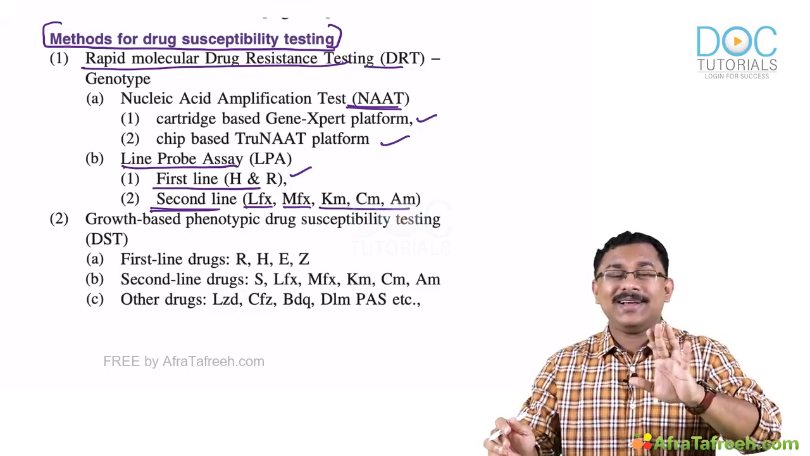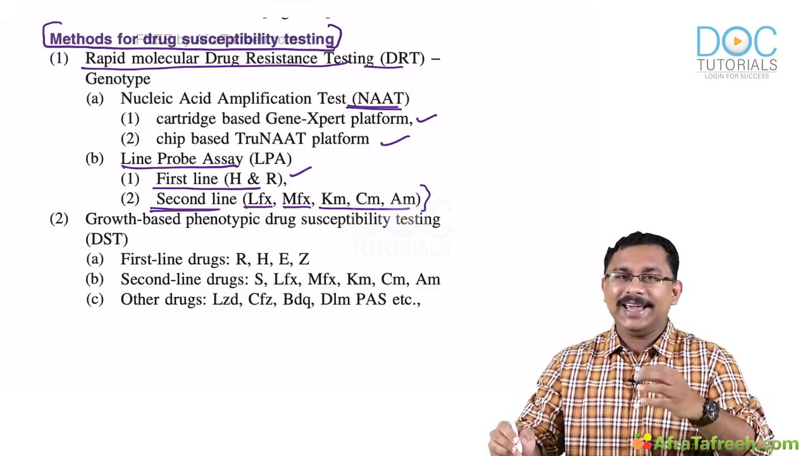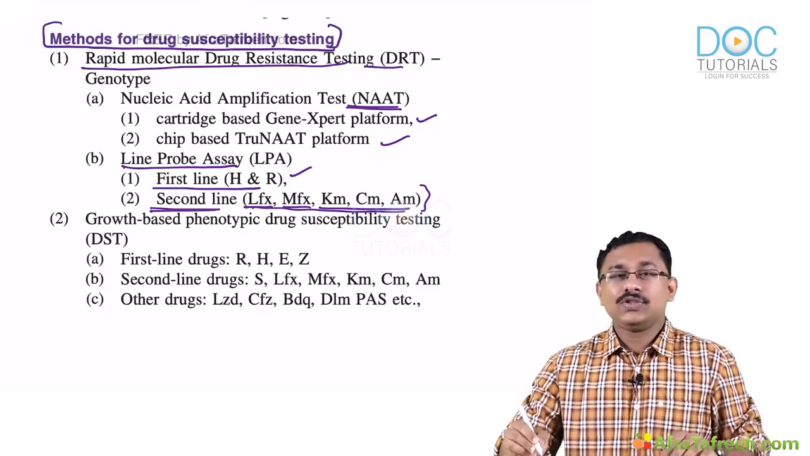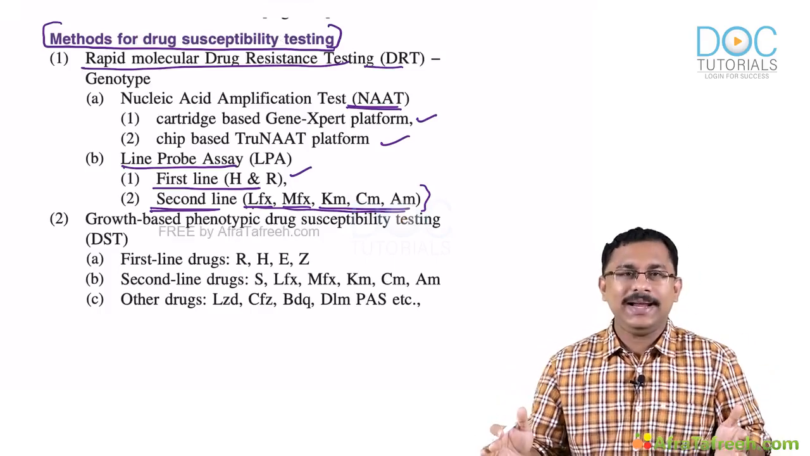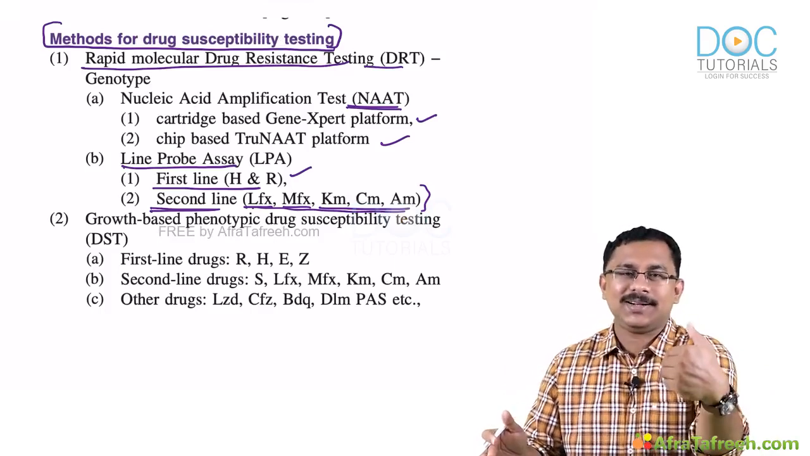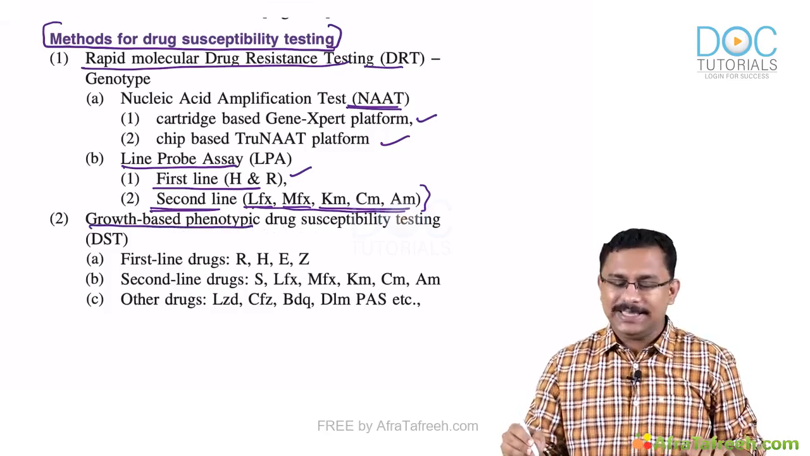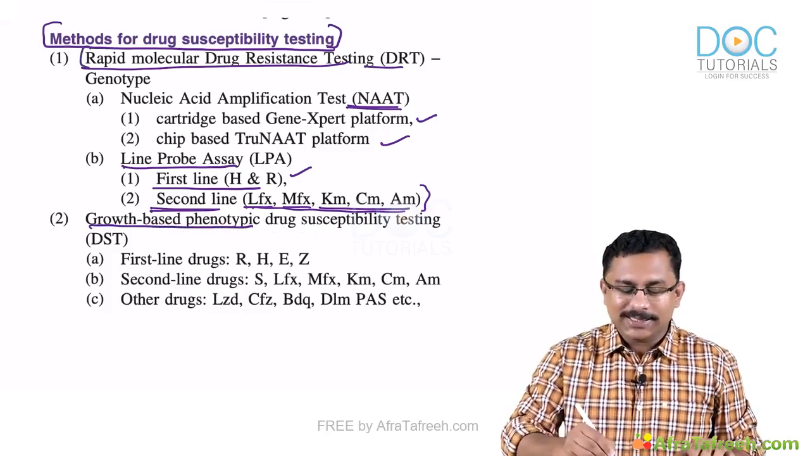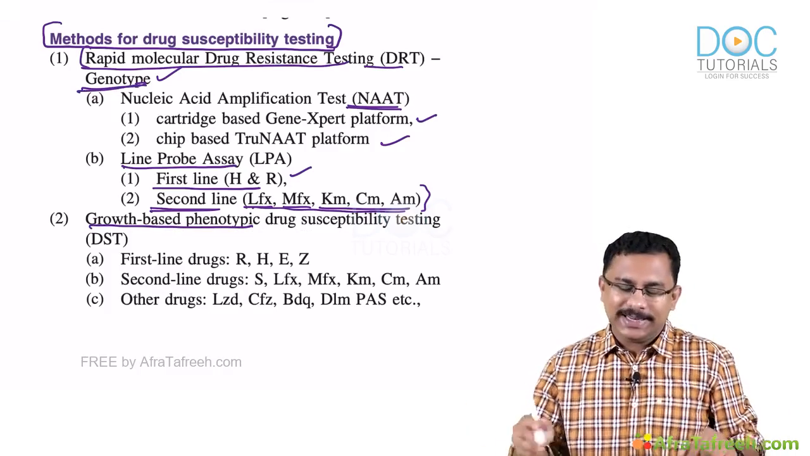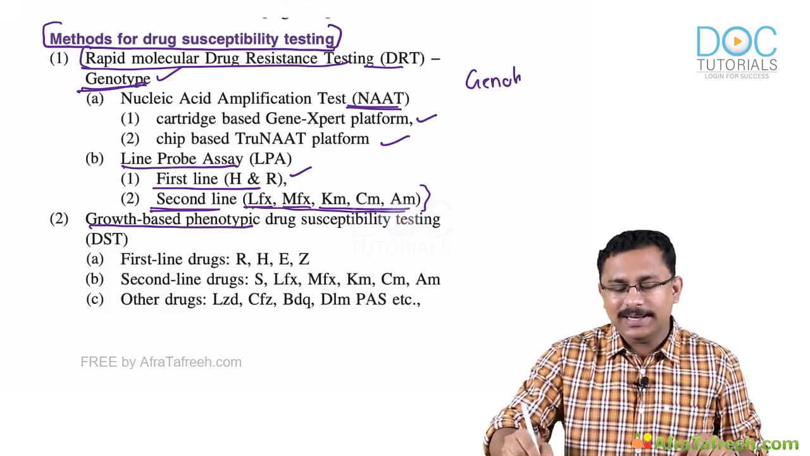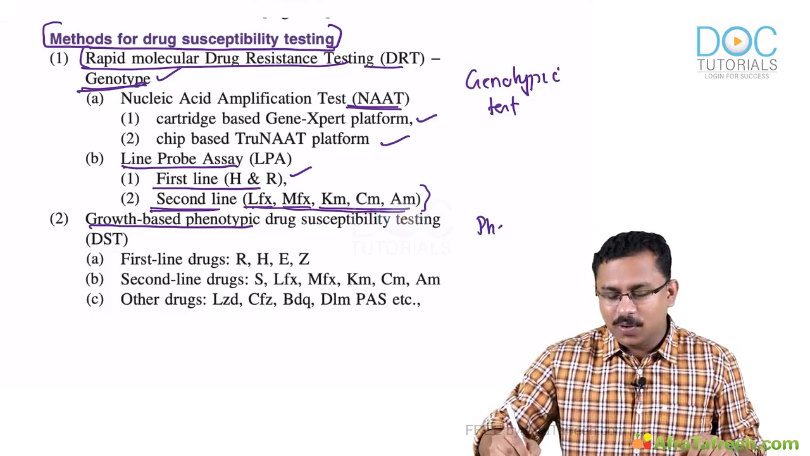But remember, not all second line agent resistance can be determined by the second line probe assays, only these. So for certain drug resistance, even some first line drug like pyrazinamide, you will have to rely on other methods. That is the growth based phenotypic drug susceptibility testing. The first one, the rapid molecular diagnostic tests, are called the genotypic tests for drug susceptibility testing. And similarly, you have the phenotypic test as well.